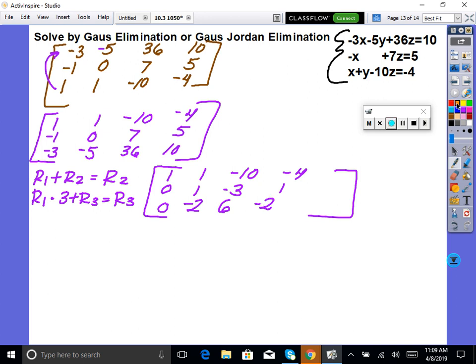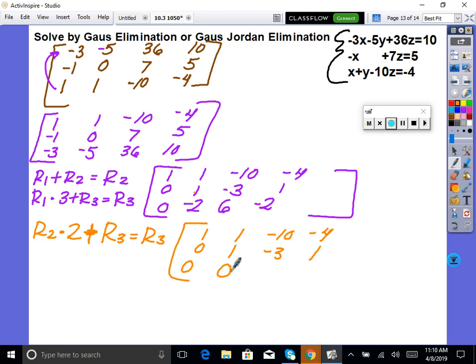I'm sorry. Alright. So, next thing 1, 0 here. So we're going to take row 2 times 2 plus row 3 equaling new row 3. Times that, isn't it 0 again? And then we get 0 again. Okay, look, true statement, 0 equals 0.